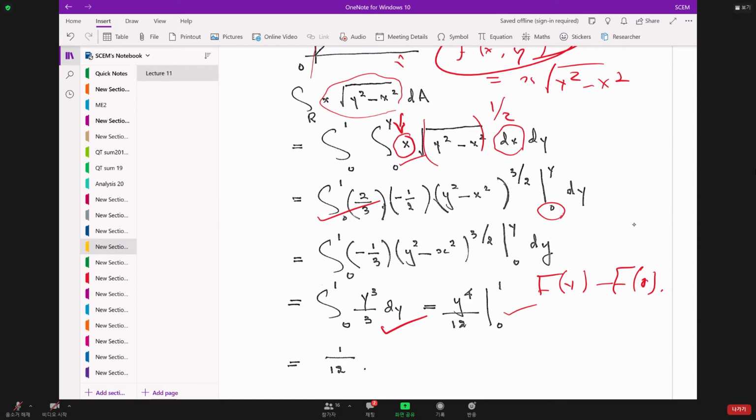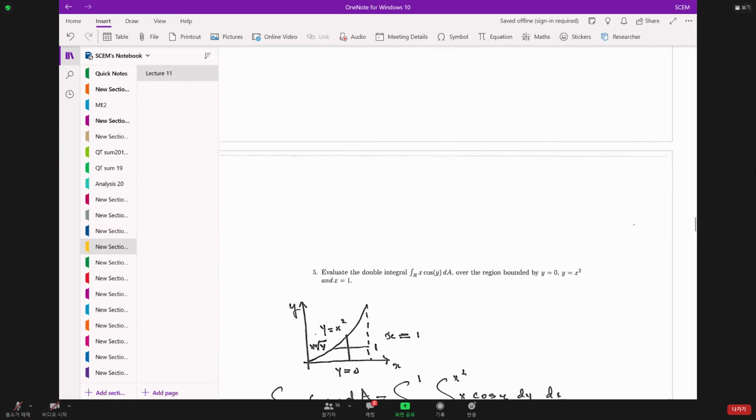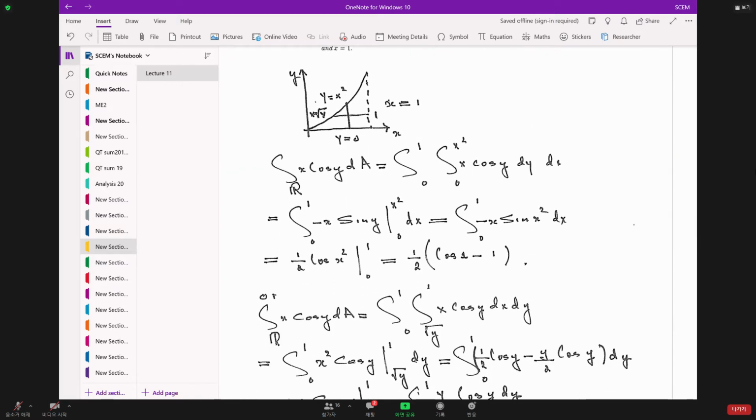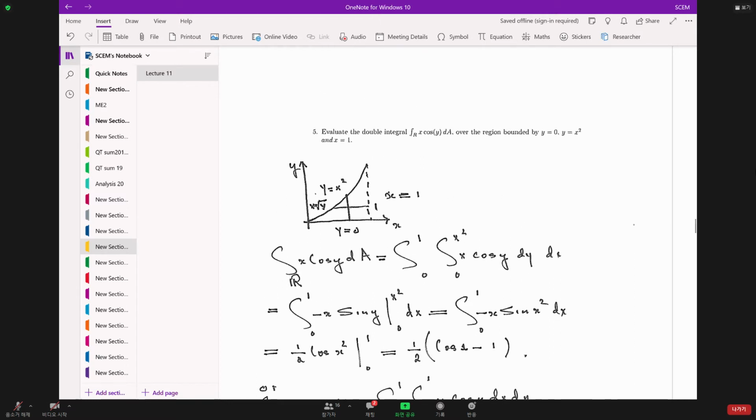Have you finished copying? Yeah. Good. Go on to the next one. Now watch here. This is a classic example. You have to integrate x cos y dA over this region, y equals 0 to y equals x squared. So here's the region we're referring to.